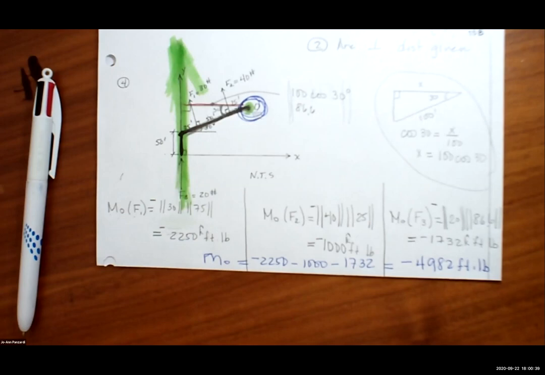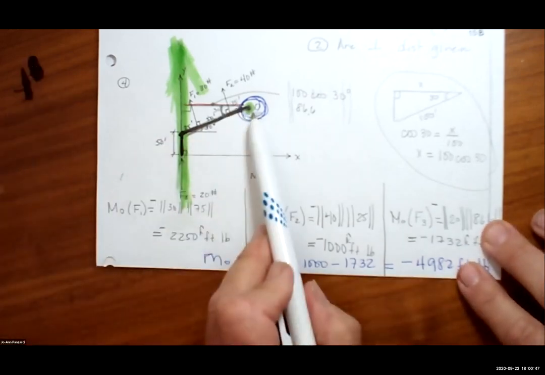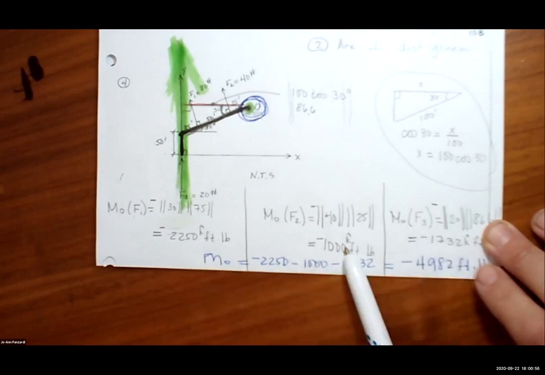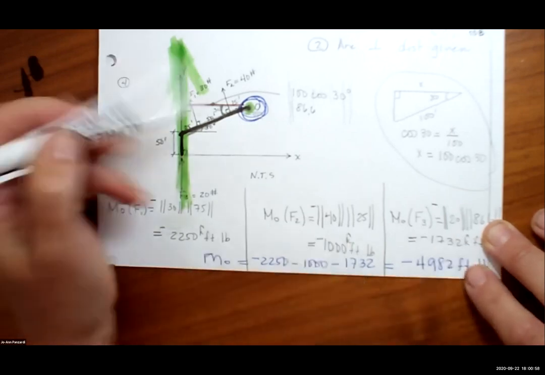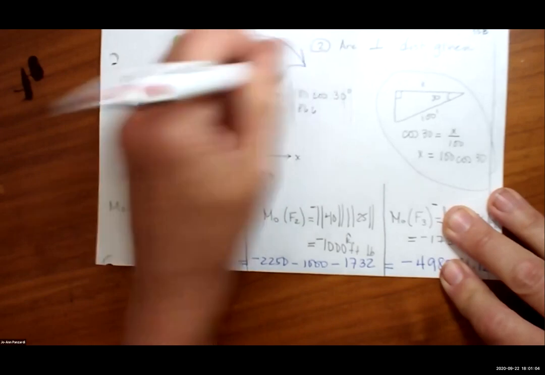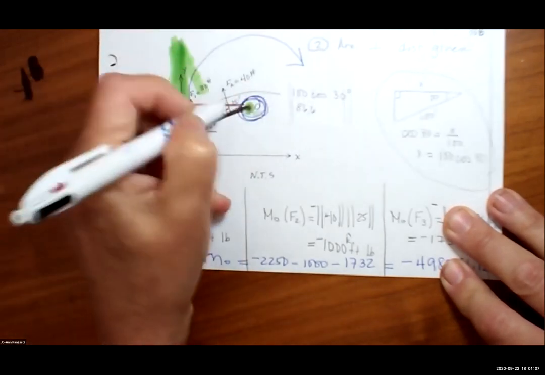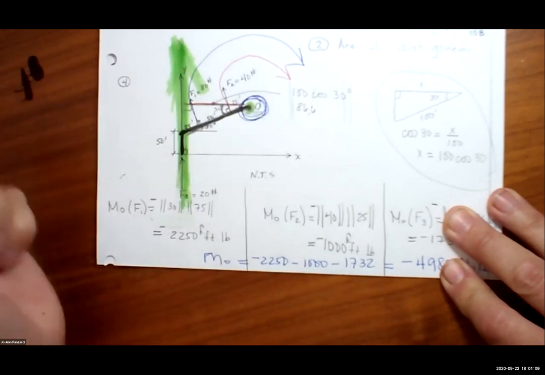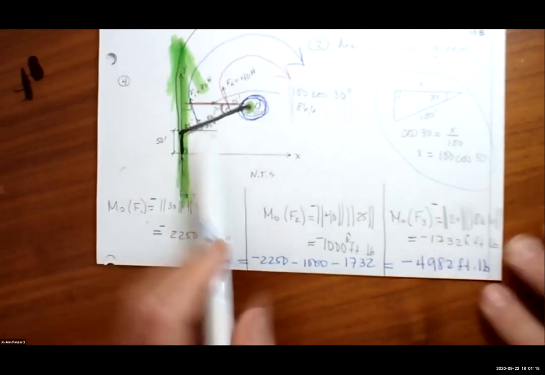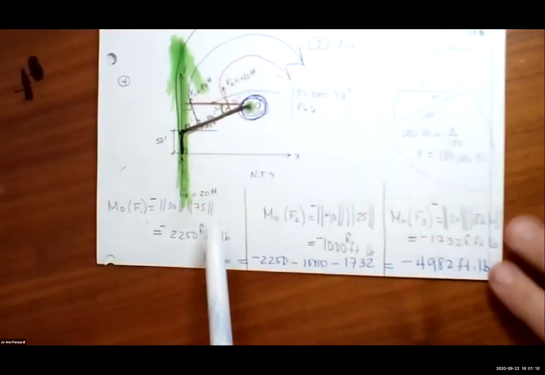So let's think about it. Look at where point O is. All the moments were negative. Does it make sense? F1 is creating a spin this way. F2 is creating a spin this way. And F3 is creating a spin this way. They're all creating negative spins, clockwise spins around point O.